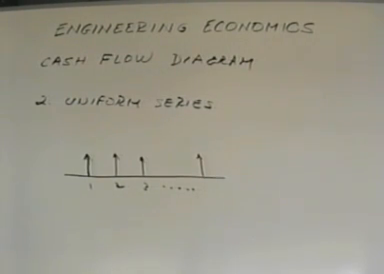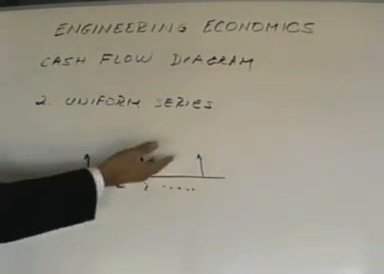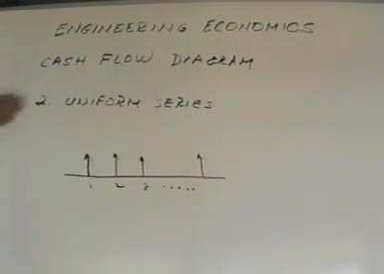Now, this is the simplest of all the diagrams. Well, simplest in the sense that it has several equal payments, because the next one we're going to look at, number 3, we're going to have the payments actually varying with time. So this is the uniform series cash flow diagram.